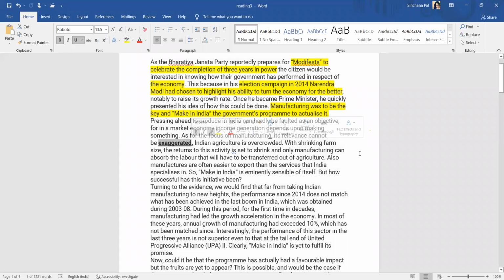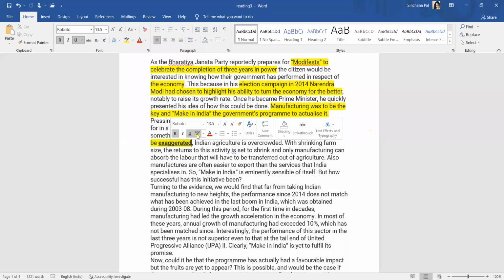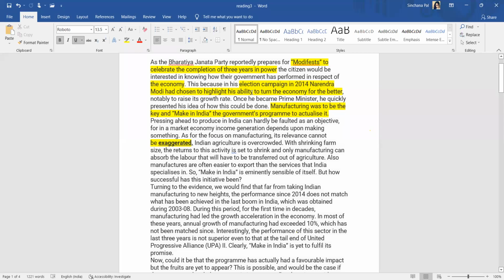exaggeration, which means to speak more. If I exaggerate, it means I am telling more about yourself, that is exaggeration. The other words we know more or less. Okay, now come to the next paragraph.